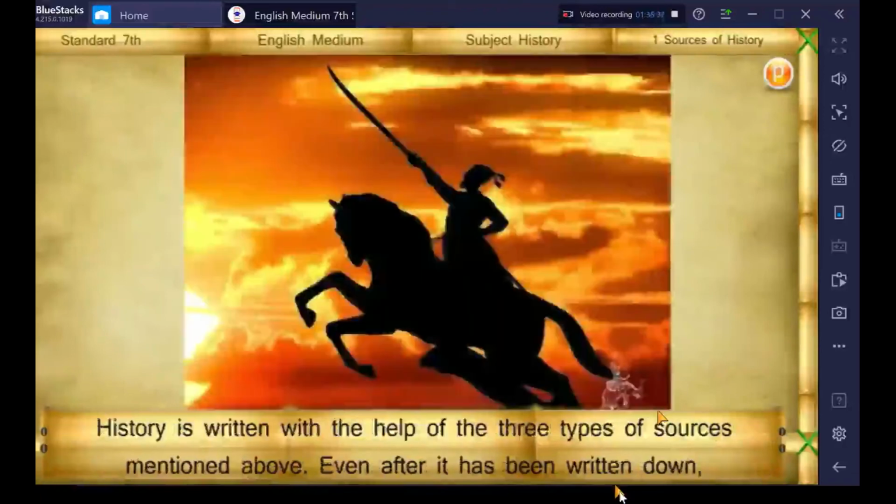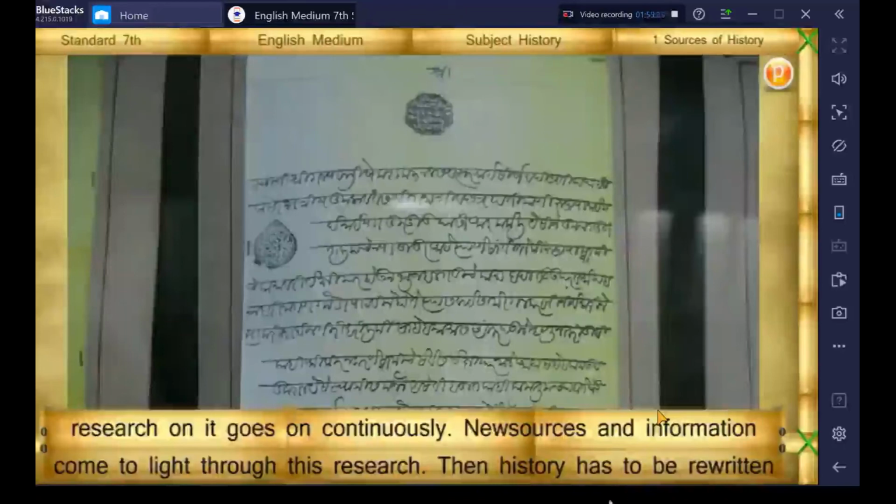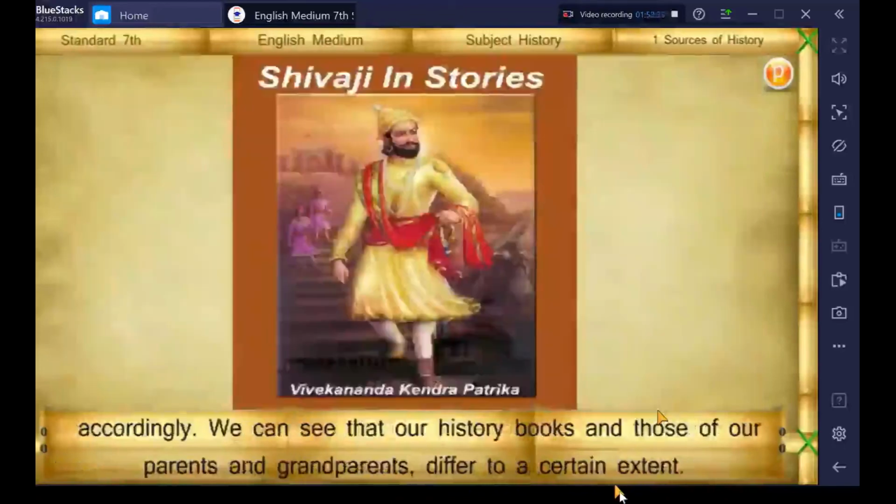History is written with the help of the three types of sources mentioned above. Even after it has been written down, research on it goes on continuously. New sources and information come to light through this research. Then, history has to be rewritten accordingly. We can see that our history books and those of our parents and grandparents differ to a certain extent.